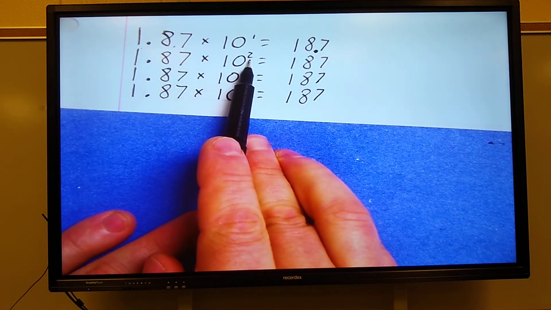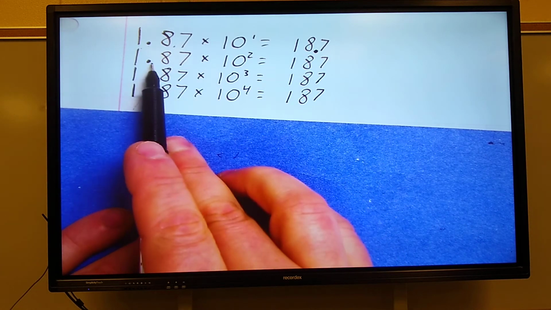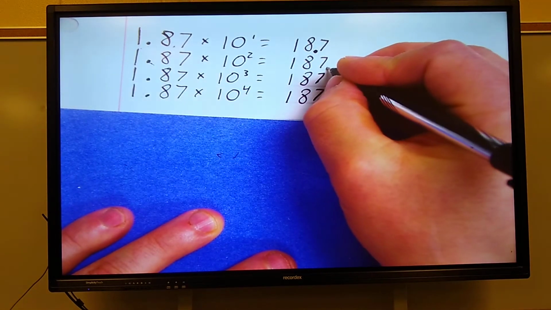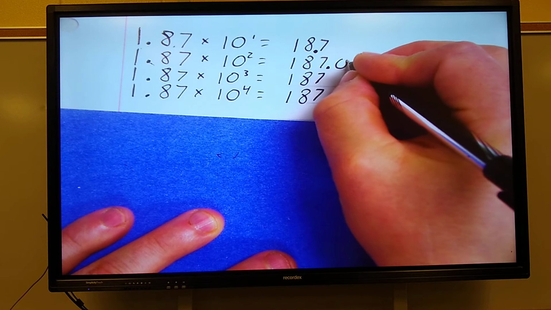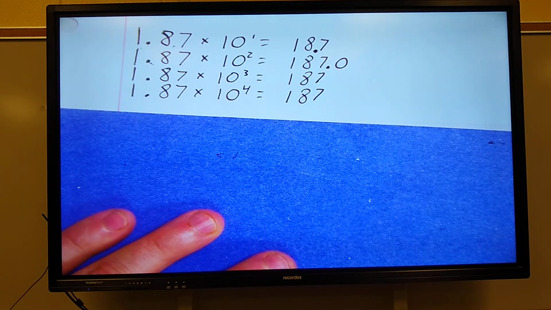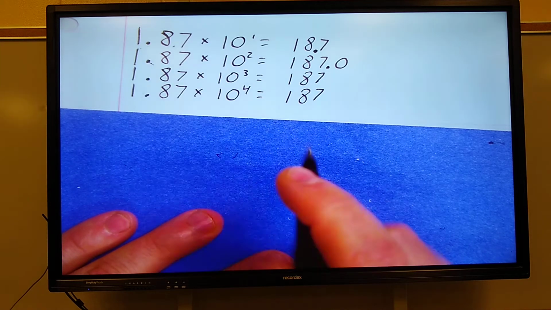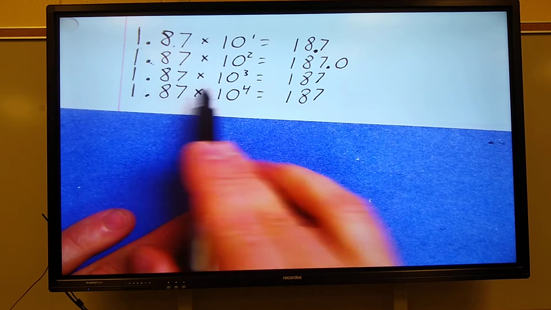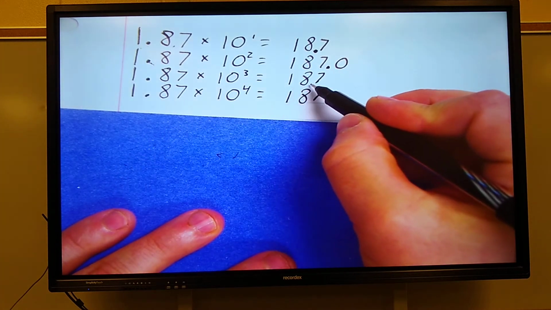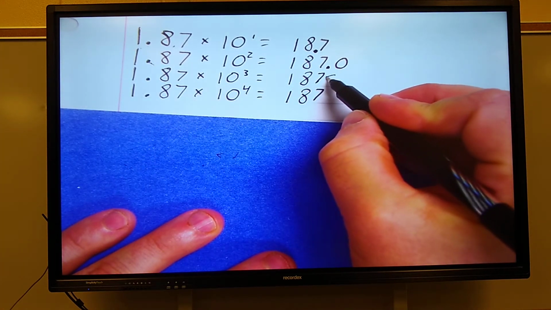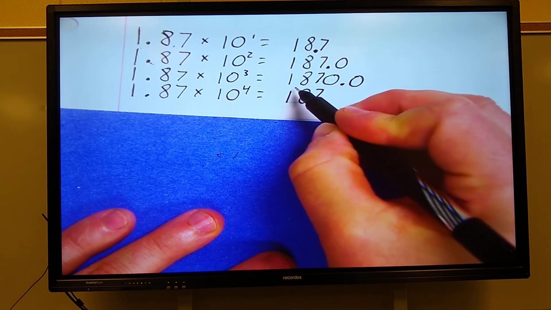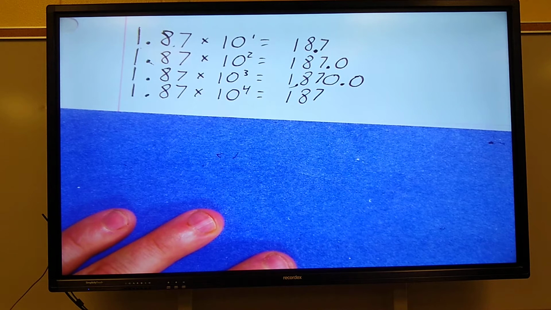Times 10 squared means I move it 2 times to the right. 1, 2. So my decimal should be after the 7. I'm going to add a 0 there because I don't like the decimal by itself. And you need to do that too with your answers. This one tells me to move it 3 times. 1, 2, and 3. Now notice what I do. Add a 0 as a placeholder if there's nothing there.